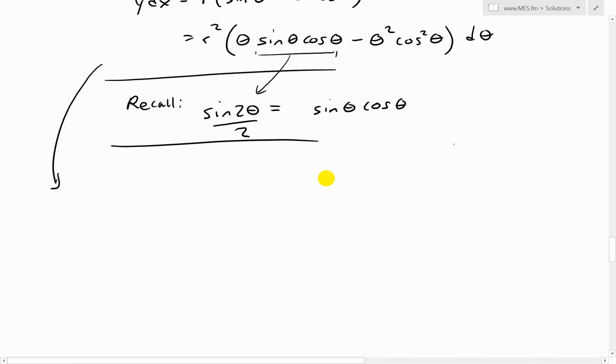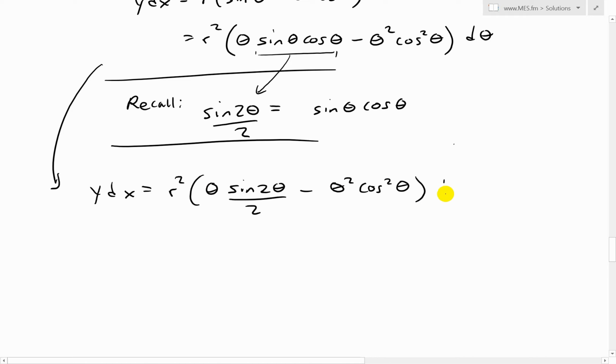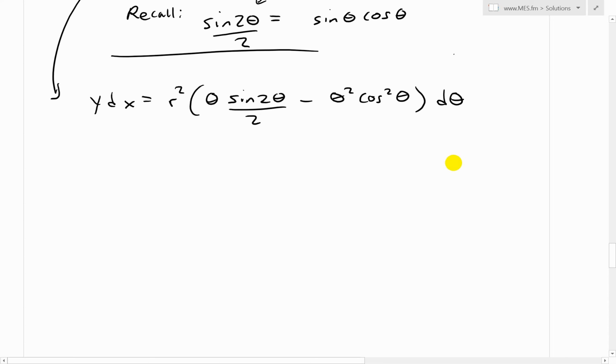So thus we have y dx equals r squared times theta sine 2 theta over 2 minus theta squared cosine squared theta, and then d theta. Yeah, so thus our resulting integral is going to be the integral from theta equals pi up to 0 of y dx. This one is just equal to, now replace the y dx with that. That's just going to be, now we could just write pi because we're going to be dealing with this parameter. We don't need to write theta equals pi as a different parameter than this x or y.